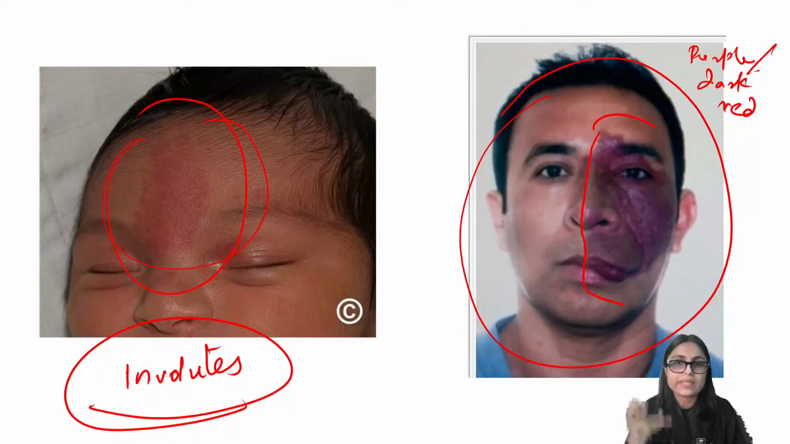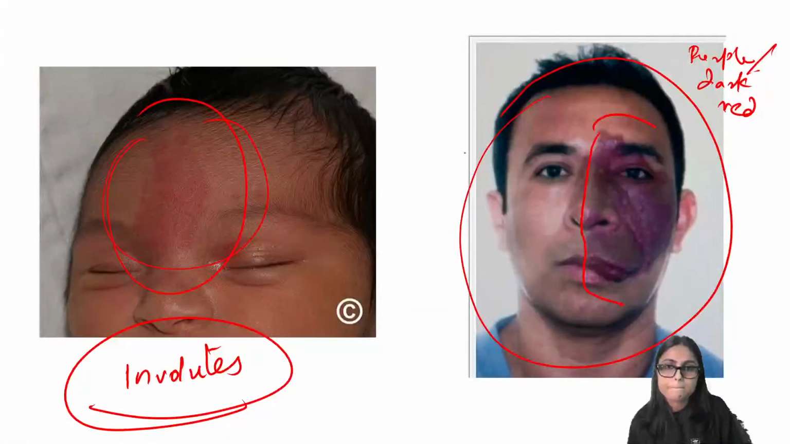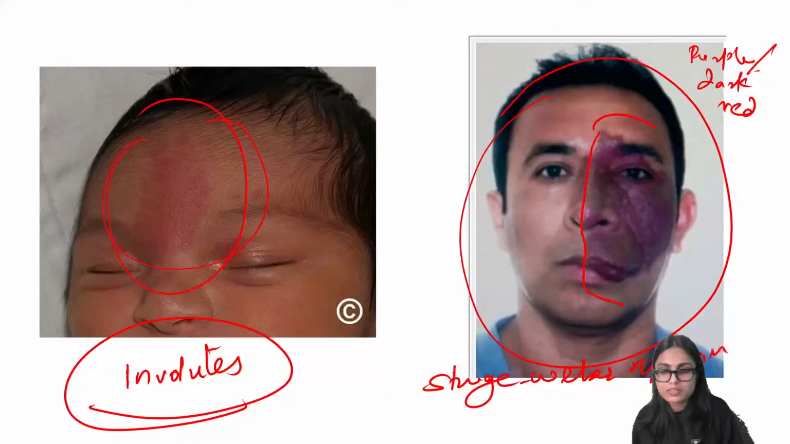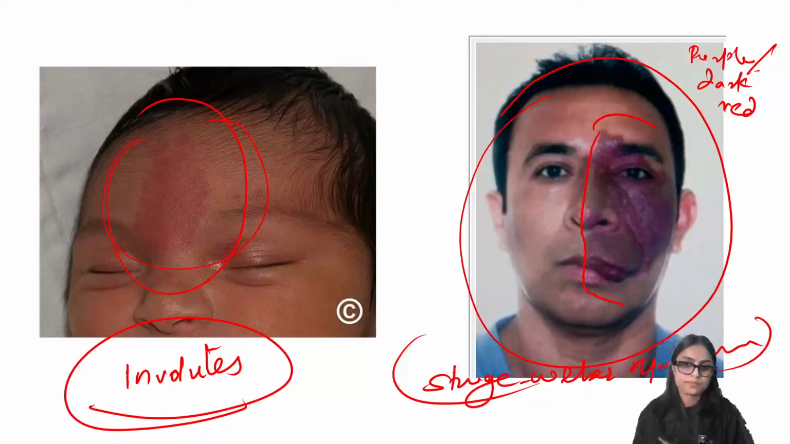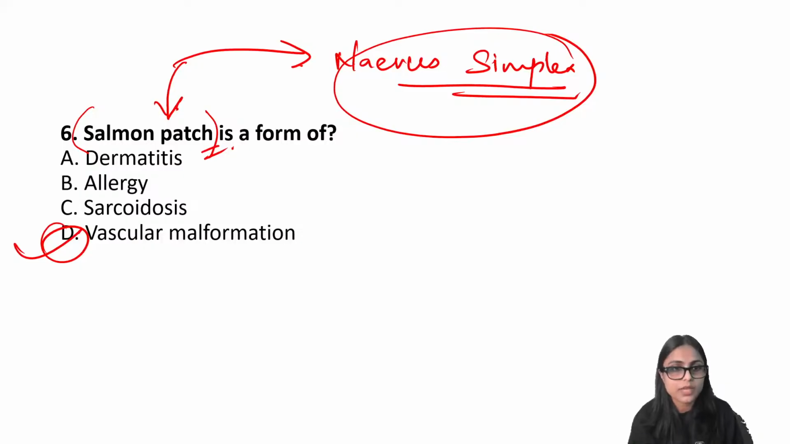And we know port wine stain, we see it in which syndrome? We see it in Sturge-Weber syndrome. Correct? Sturge-Weber syndrome. So, coming back to our question, salmon patch is a form of vascular malformation. Okay, so I hope this is clear.